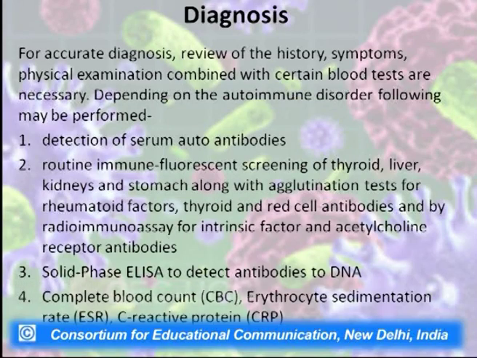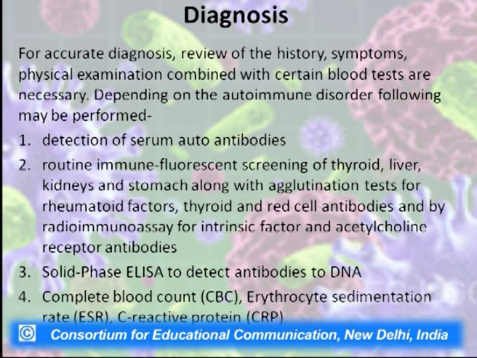The cell immunity also has a role to play in the autoimmunity. Now, how to undergo the diagnosis, how to find out that a person is suffering from autoimmune diseases. For accurate diagnosis, the review of the history, symptoms, and physical examination combined with certain blood tests are very, very important. Depending on the autoimmune disorders, various tests can be performed.